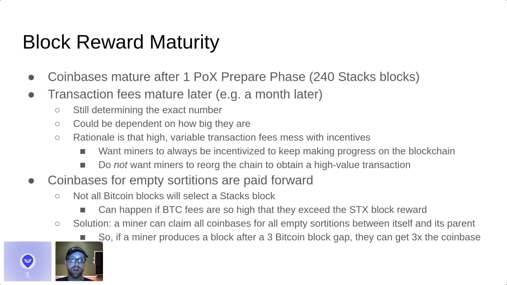So to fix this, we make it so that if there's gaps, if there's Bitcoin blocks that are missing Stacks blocks, then the next miner to produce the block can simply claim the Coinbases for those not mined Stacks blocks. So let's say, for example, that the Stacks chain tip hasn't advanced for 3 Bitcoin blocks. Then 3 Bitcoin blocks later, if a miner produces a Stacks block, they not only get their Coinbase, but they get 3 times the Coinbase rate, coming from the 3 Bitcoin blocks that they're spanning here. And this should make it so that it will always be eventually profitable to mine a Stacks block, even if Bitcoin fees go through the roof like they have in the past.